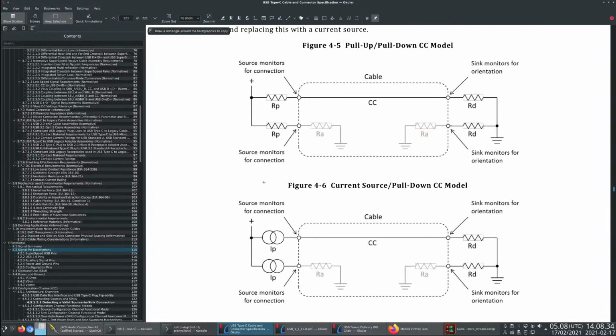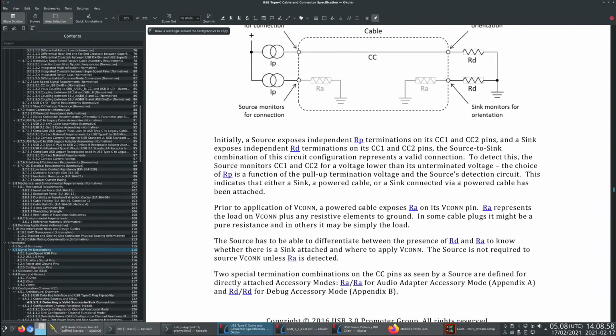Ah, here, yeah. So basically, this is how it looks when you have a cable in between two devices. The CC line goes straight through, and then this VCONN line is supposed to be pulled down, so the host side basically has a pull up on both ends, and the device side has a pull down on both ends. And depending on the voltages you end up on these points, is how you can tell which side is connected to which end of the cable.